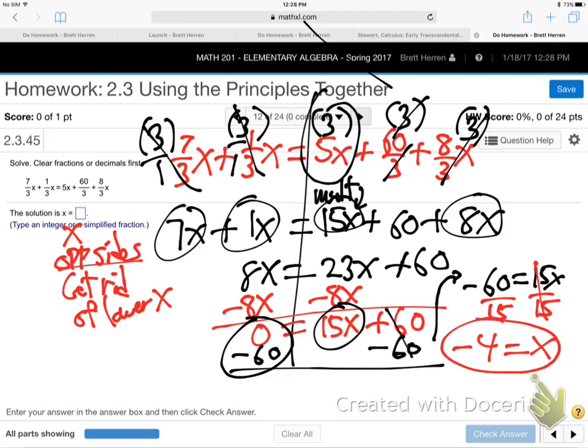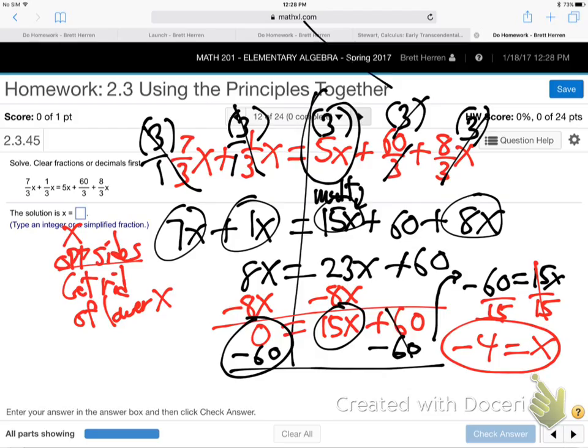Negative 4. More confusing than subtracting the 23x from both sides? Yeah, I agree. Subtracting the 23x from both sides would have been a little better. If you want to do that, that would be a little easier. It'd be quicker to subtract the 23x. You'd save a step.